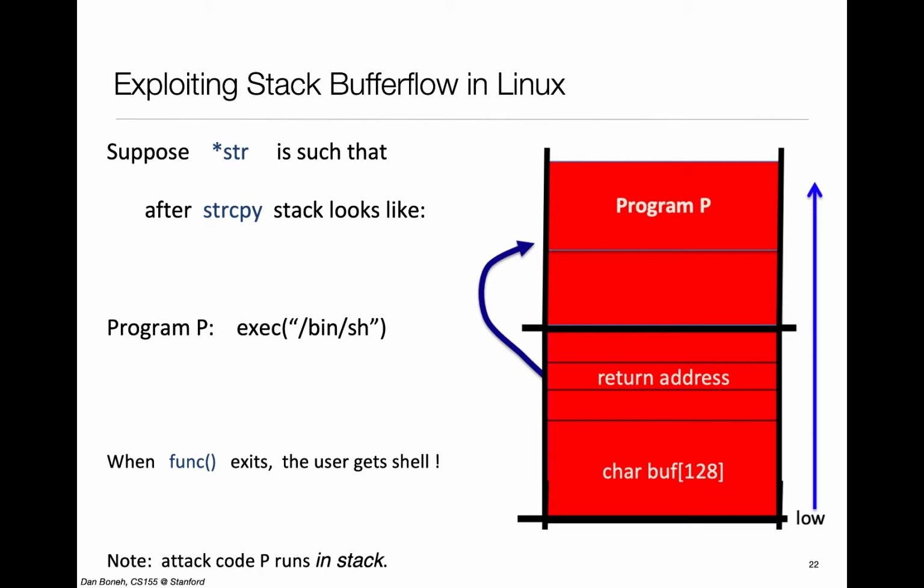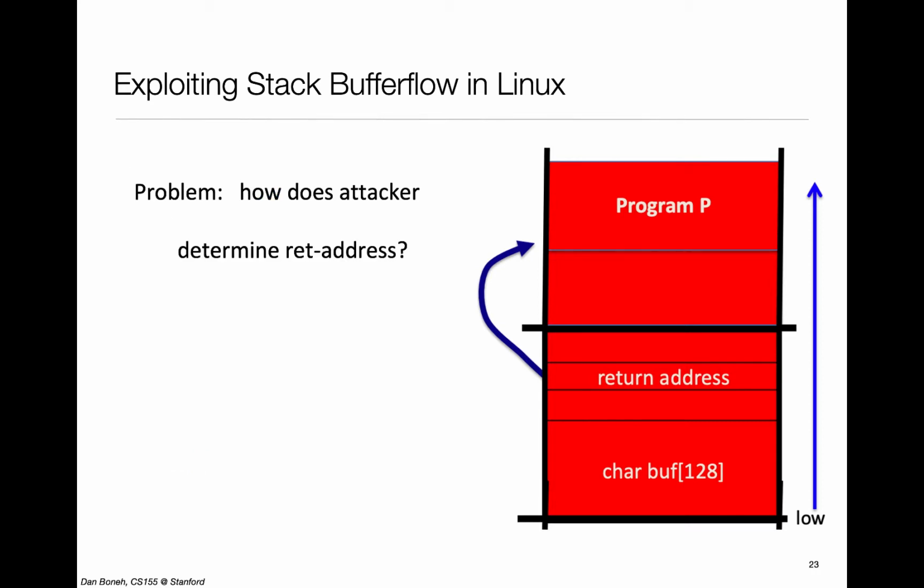And normally this implies that the code P would run on the stack. And nowadays, operating systems do have protection mechanisms to create a non-executable stack, which I'll discuss in a few slides. So how does the attacker determine where to return in this program P?